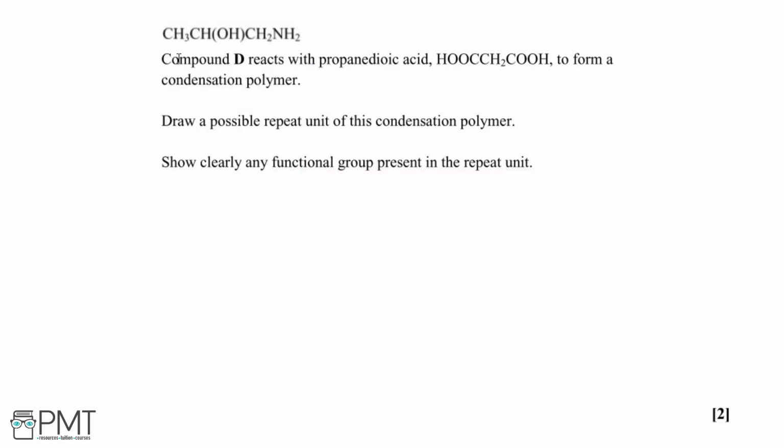We are told that compound D reacts with propane dioic acid, with the structure here, to form a condensation polymer. And we need to draw out a possible repeat unit of this condensation polymer, showing clearly any functional group that's present in the repeat unit. So when it states that we need to show clearly any functional group, this means that we need to draw out our compounds. We can't just write it down in our molecular formula. We need to be really clear with the structures of these compounds.